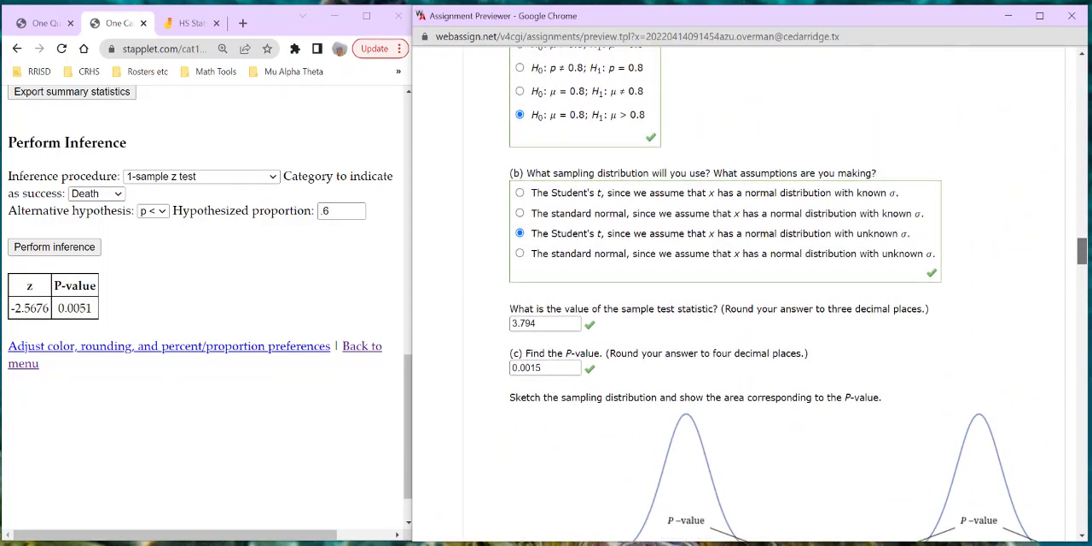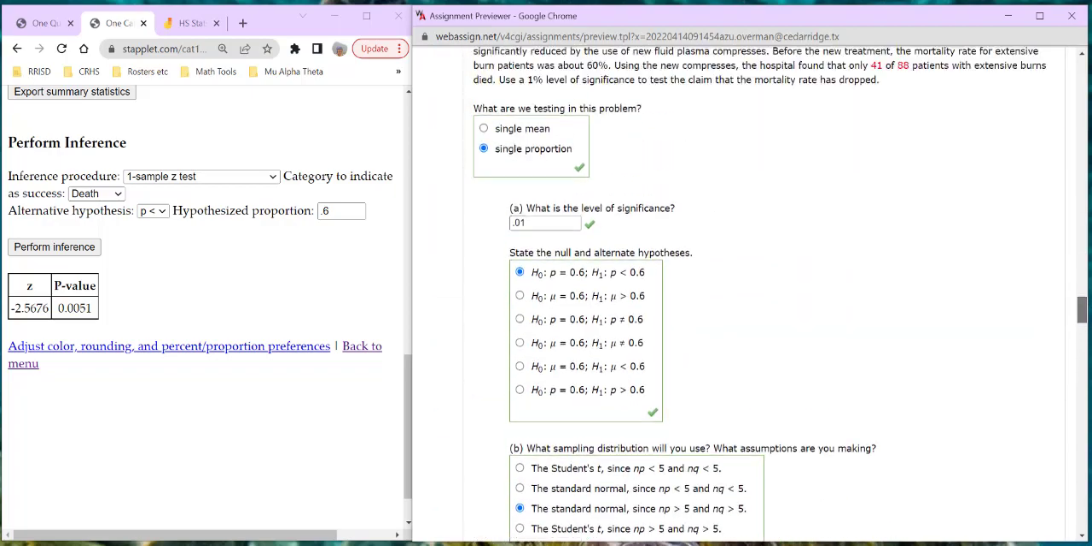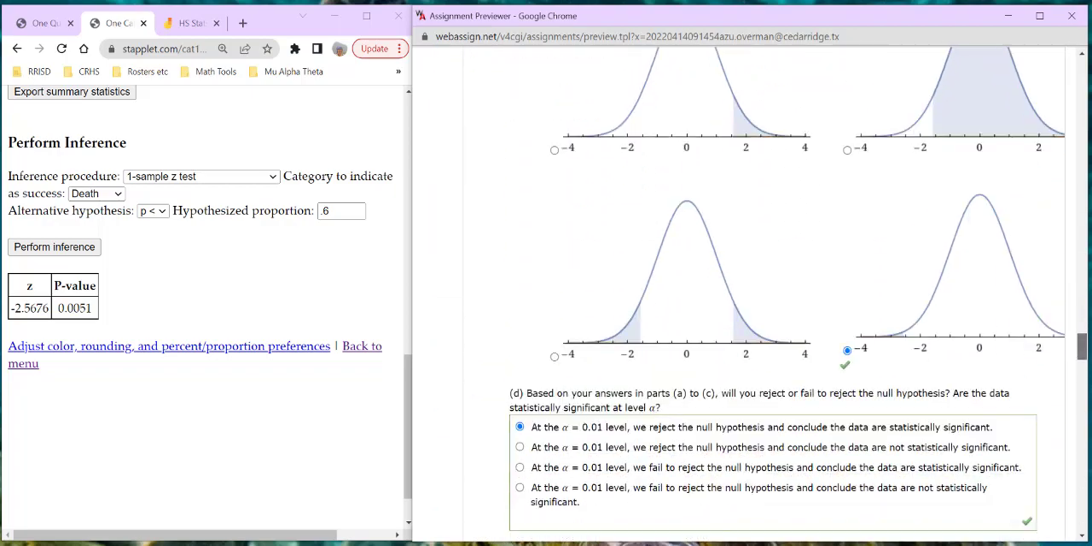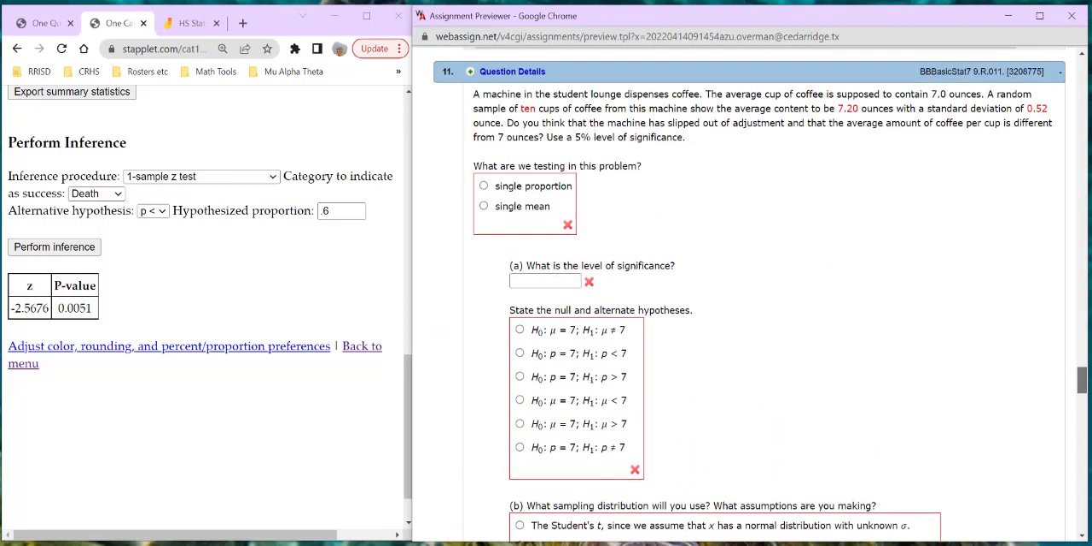Is that the one with the burns? That's the matters. There's the burns. And now you can see we have everything is correct. All right. This one, coffee. This is means. How can I tell?